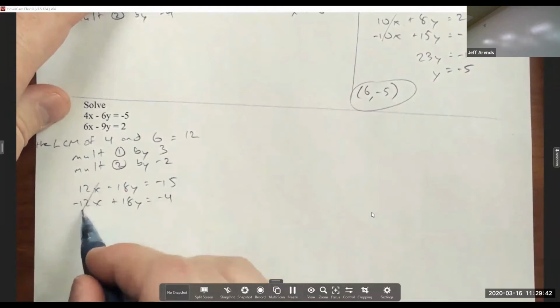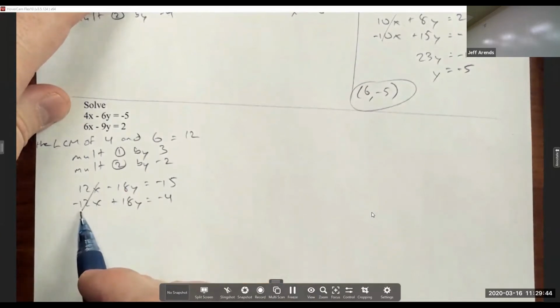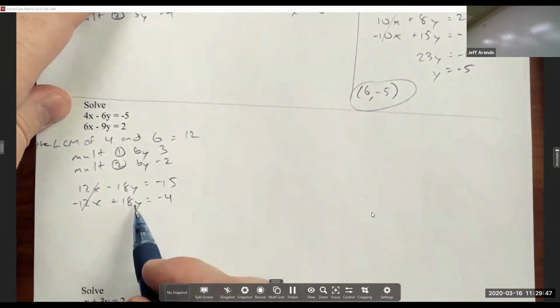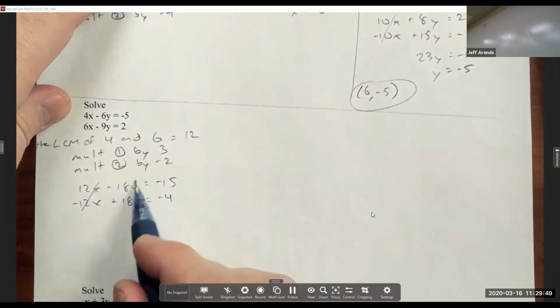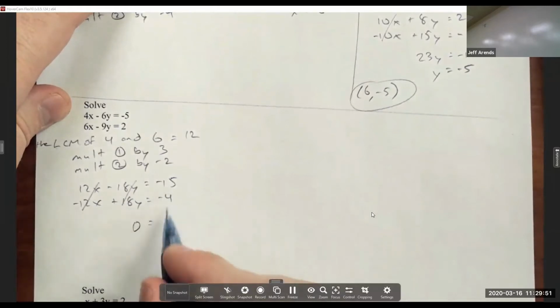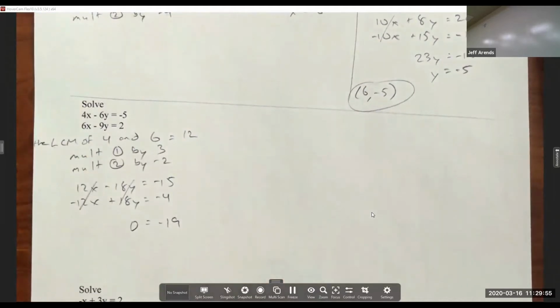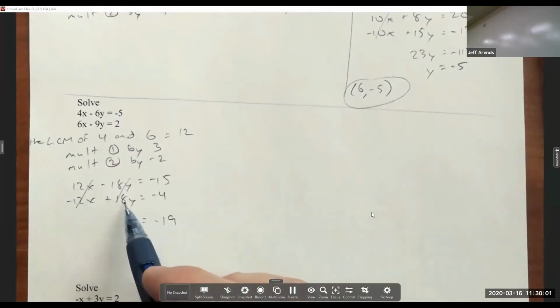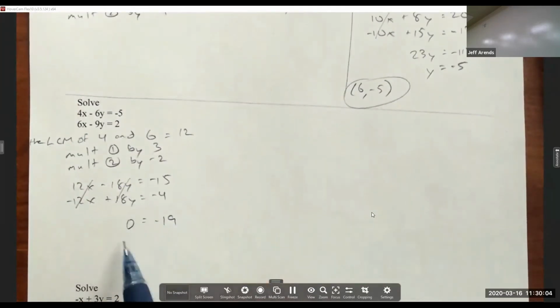When I add these together, the 12x and the negative 12x cancel as expected. But the 18y and the negative 18y cancel also. When I do that, I get a 0 on the left-hand side of the equation. Everything canceled, so I have to write something there. And technically, there's a 0 over there, because this was 0x plus 0y. Ultimately, that's 0. So I get the equation 0 equals negative 19.